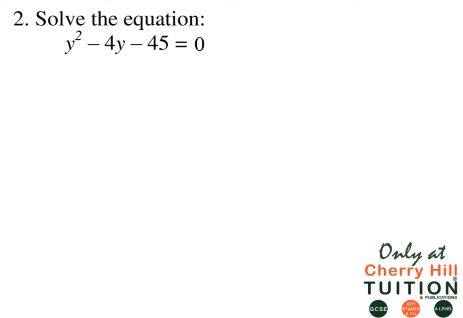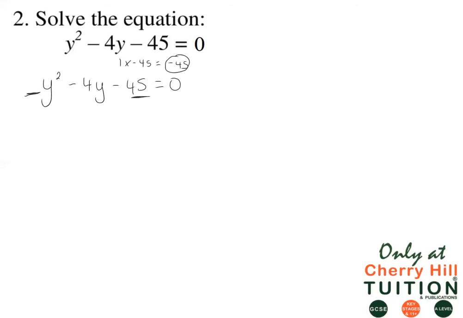So question 2, solve the equation y squared minus 4y minus 45 is equal to 0. The first thing that we need to do is multiply the coefficient of y squared, which is 1, by the end number here. So 1 multiplied by minus 45 gives us minus 45.